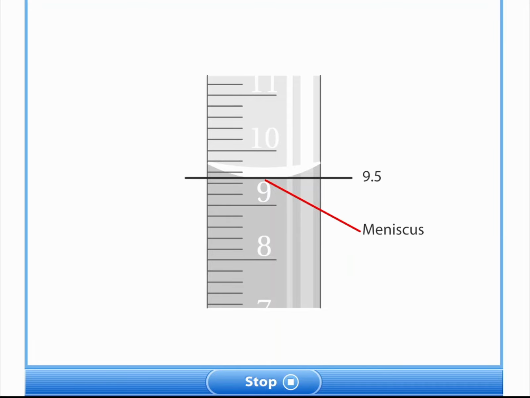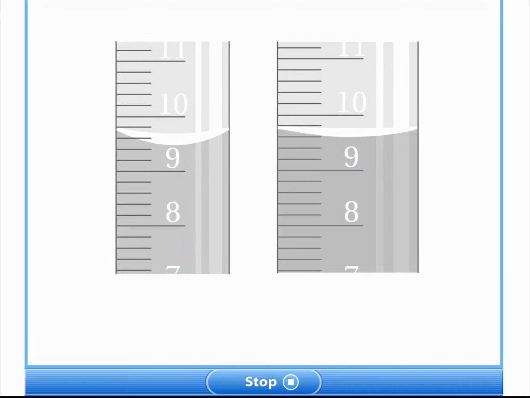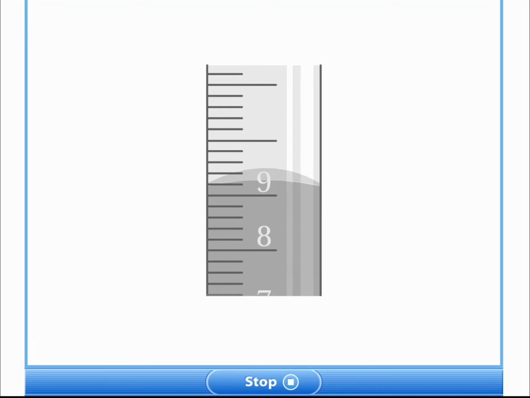A smaller graduated cylinder creates more curvature in the meniscus than a larger one. Mercury forms a convex meniscus, and the liquid curves down. To measure the volume of mercury in a graduated cylinder, read the top of the meniscus.